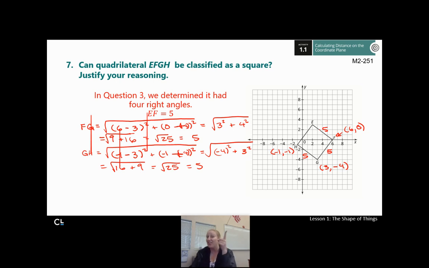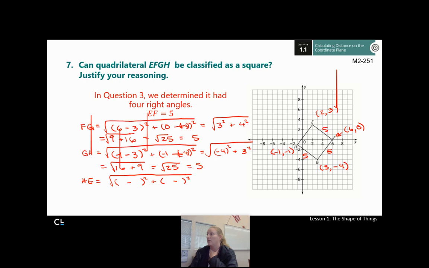So one more side. If that last side matches, we're in. So let's check side HE. We're so close. So we're going to do a big square root. Subtract our x's, square them, plus the difference of our y's squared. Oh, I need a point here for E. It looks like we went right 2 and we went up 3.